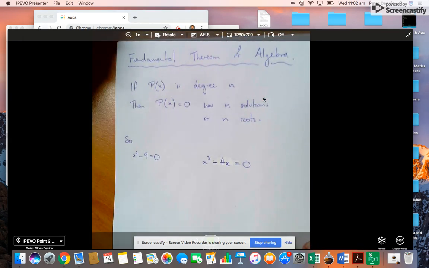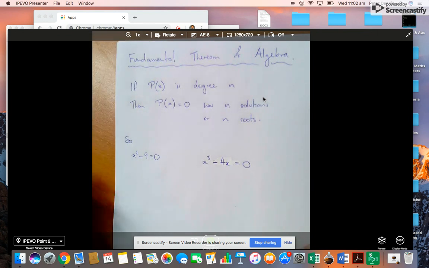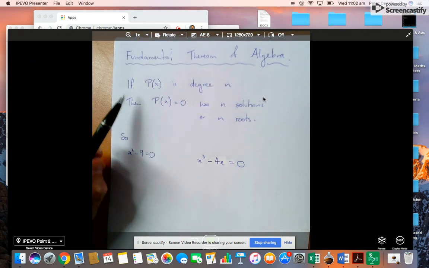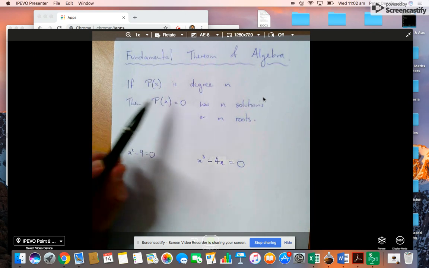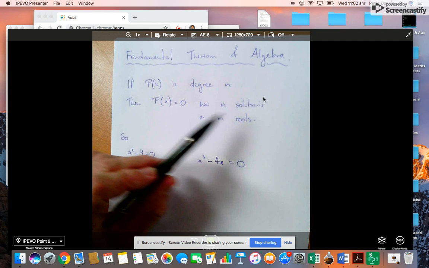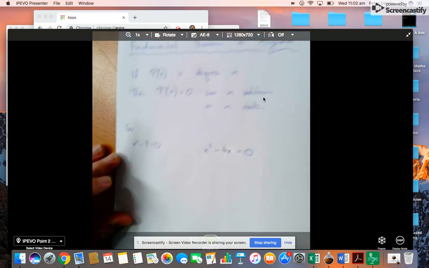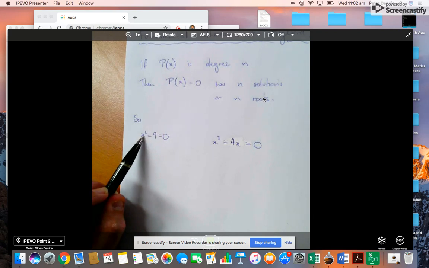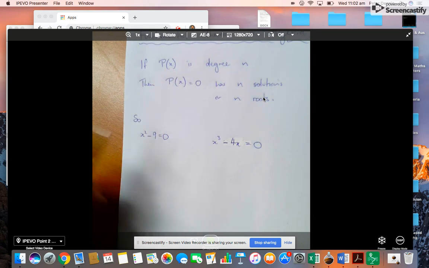Okay, so this was the next thing that Alan did. He talked about the fundamental theorem of algebra. I think he called it that. And basically it says if P of x is degree n, then P of x has n solutions or n roots. So for something like this, a nice simple polynomial, it has degree 2, so it should have 2 roots.